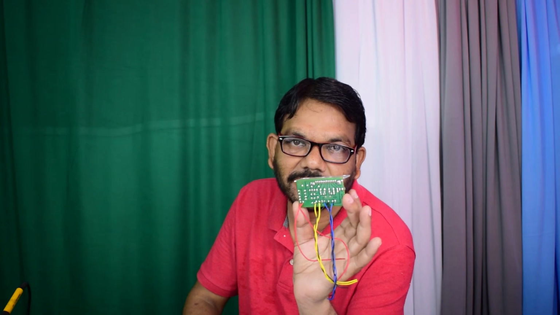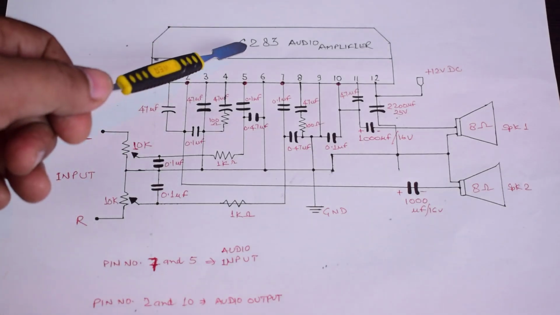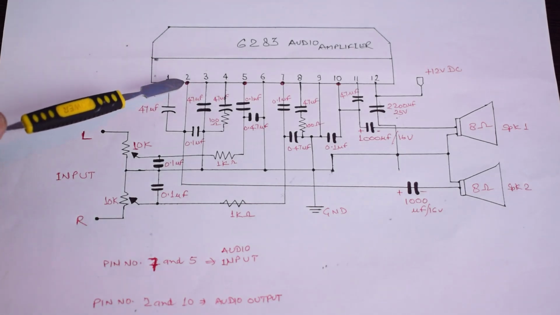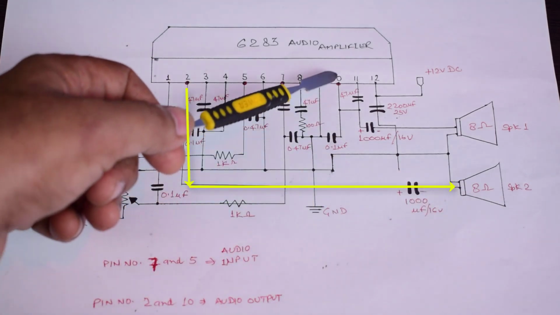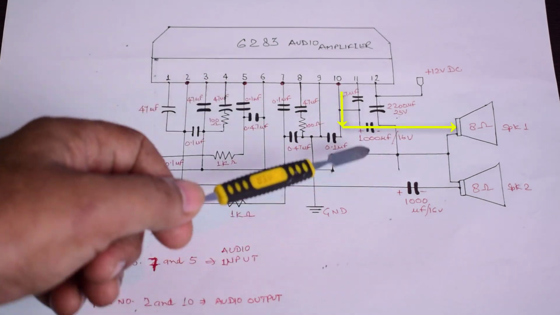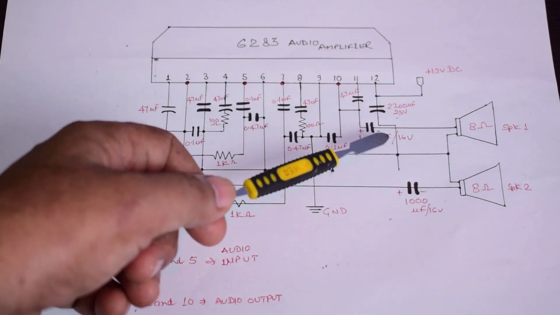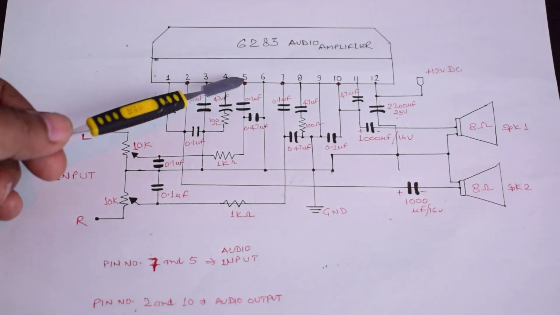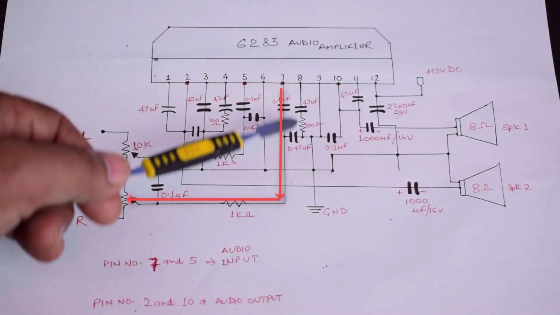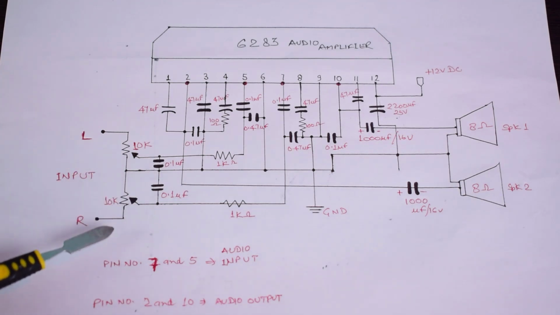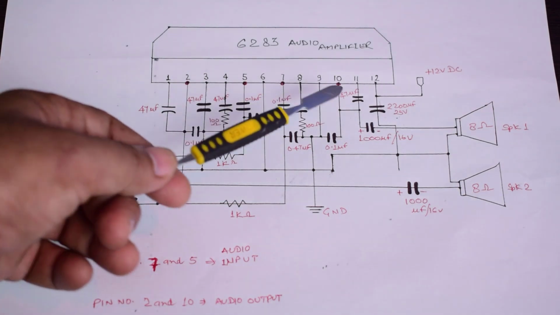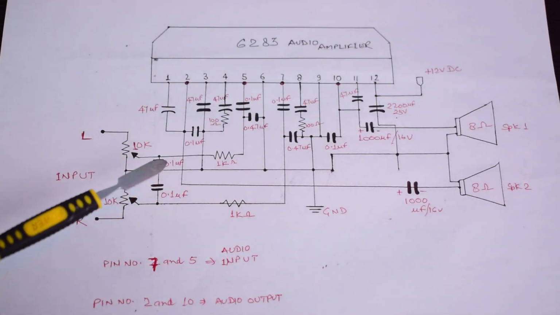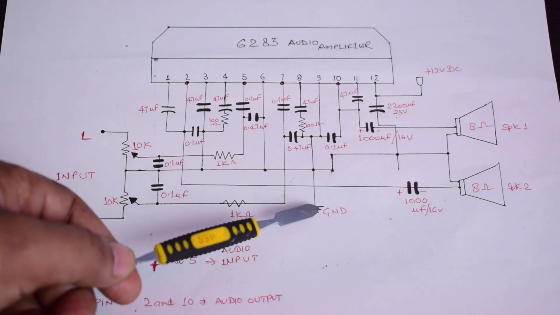So let's get started. On the screen you are seeing the IC 6283 audio amplifier basic circuit diagram. Here you are seeing that pin number 2 and pin number 10 are used for audio output with the help of one capacitor each, and pin number 5 and pin number 7 are used for audio input, and pin number 12 is for 12 volt DC, and pin number 9 is used for ground.